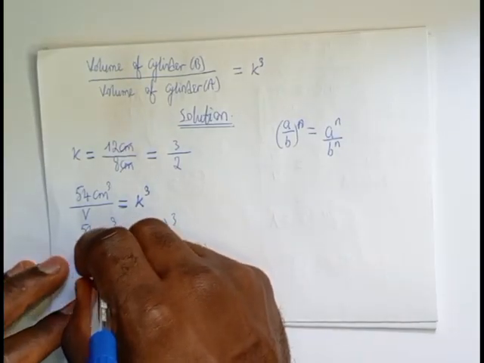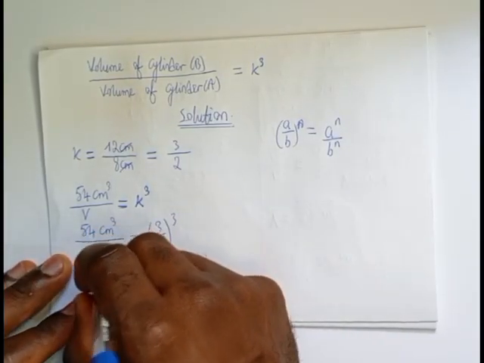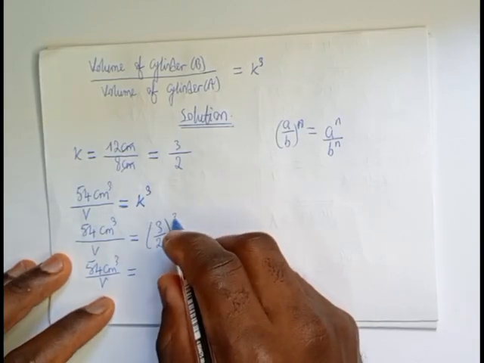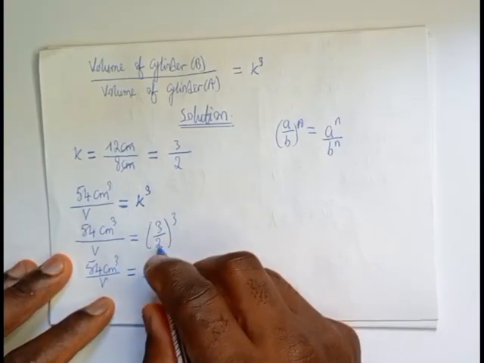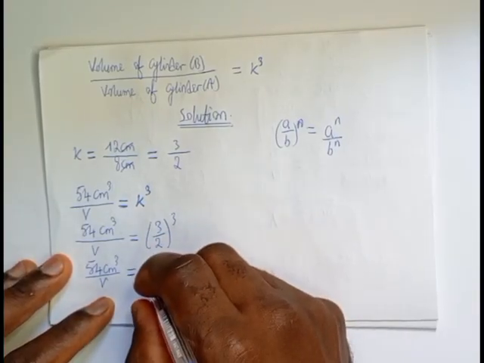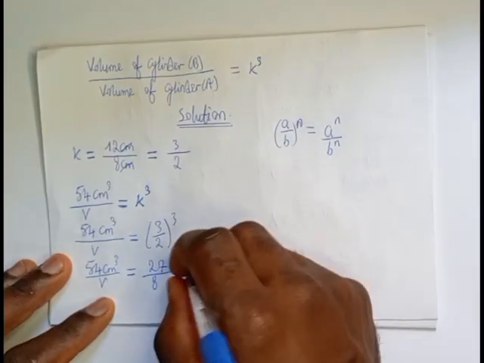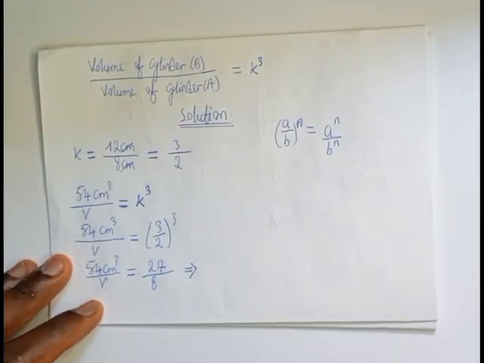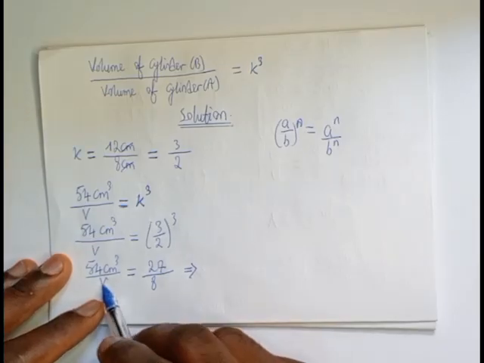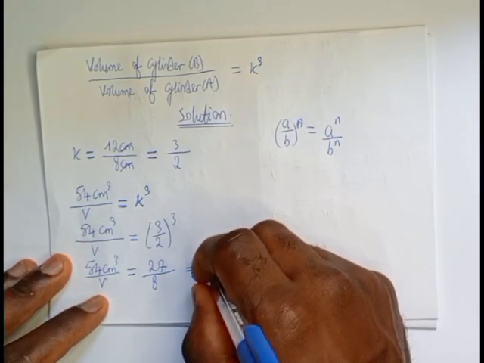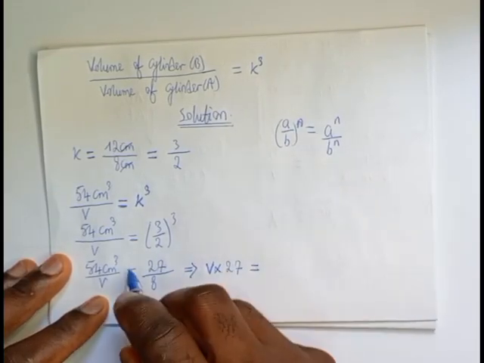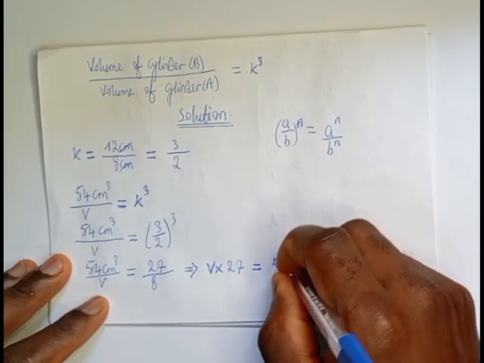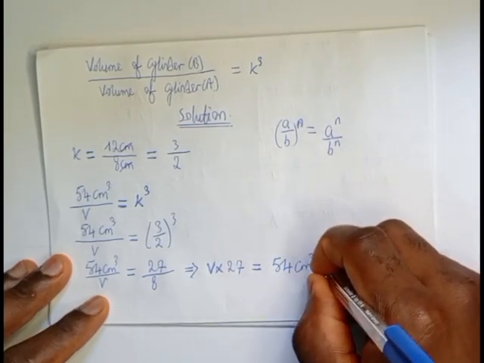This will give us 54 cm cube on V to be equal to 3 cube, which is 3 times 3 times 3, 27, on 2 cube, which is 2 times 2 times 2, which is 8. Then at this level, we are going to perform cross multiplication. V times 27 will be equal to 54 cm cube times 8.